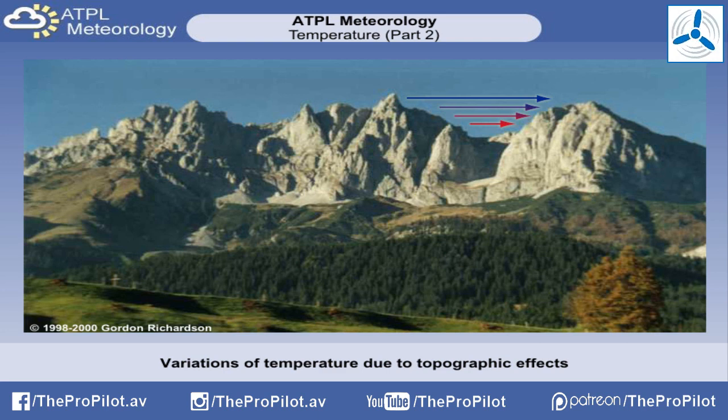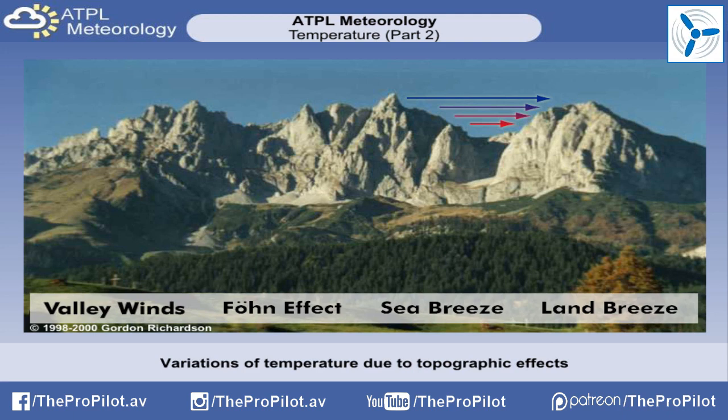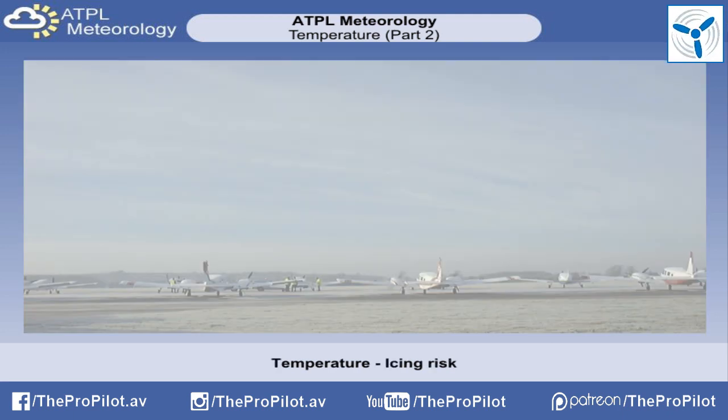There are also many other effects the topography can have on temperature, such as valley winds and the Föhn effect. But we shall look at these in detail, along with the sea and land breeze, in the lesson on winds. As you can see, there are many important factors about temperature which affect aviation. The principal one is how the temperature relates to the icing risk for aircraft, and we look at that in detail in the lesson on icing.